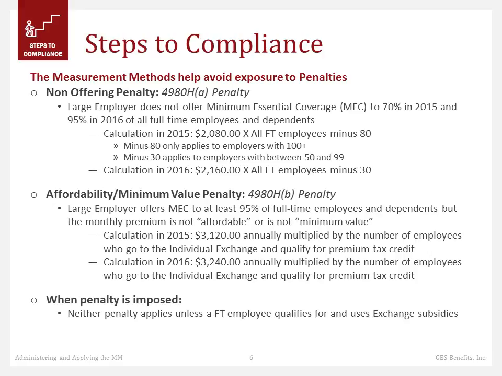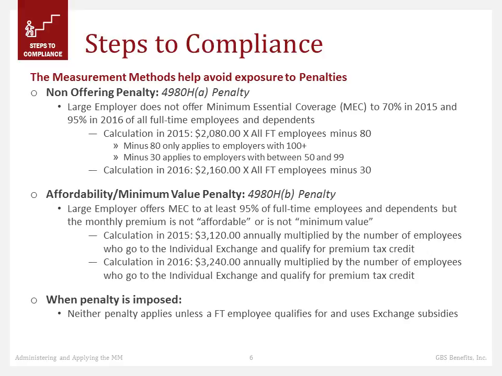And that's the penalty where a large employer does not offer minimum essential coverage, or MEC, to at least 95% of your full-time employees and their dependents. Now, you'll notice here on the slide that in 2015, that percentage was 70%, but from 2016 forward, it's 95%.